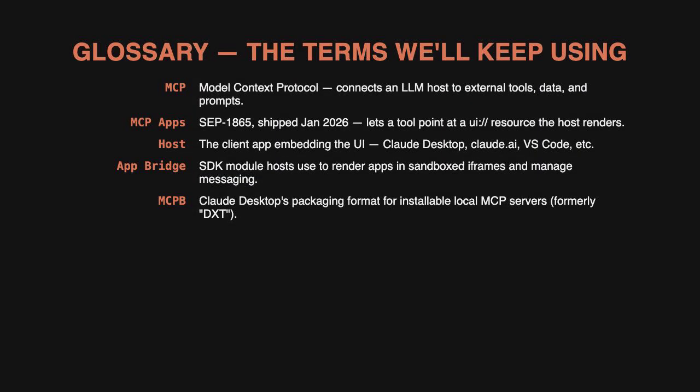A handful of terms will come up again and again, so let's define them once. MCP is the base protocol. MCP apps is the specific extension this series is about. Host just means whatever app is embedding the UI: Claude Desktop, Claude.ai, VS Code. App Bridge is the SDK piece hosts use to actually render an app safely. And MCPB is Claude Desktop's install format, previously called DXT.